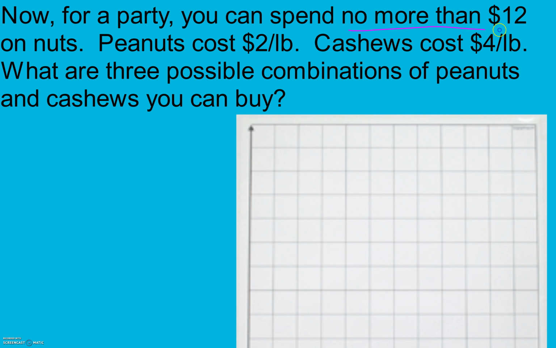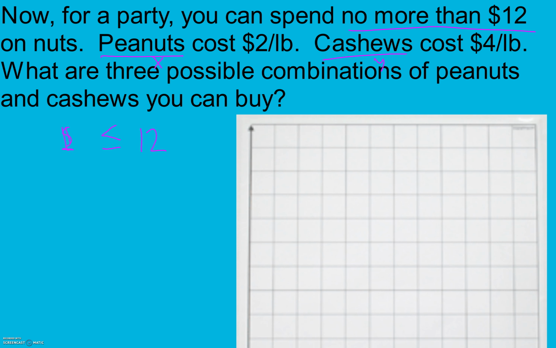So we're spending no more than $12. Our spending could be $12. It could be less than. It could be 9, but it can't be 15. Okay? And the amount of money we're spending, some of it's going to be on peanuts, and some of it's going to be on cashews.